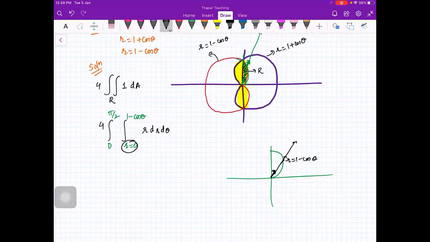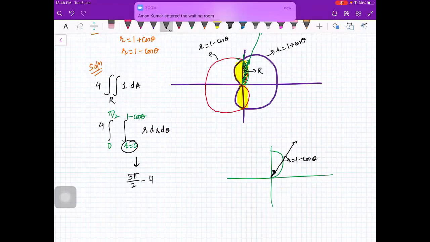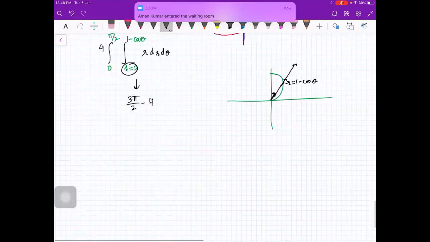Yes, ma'am. Okay, so you can just compute this. The answer will be 3 pi by 2 minus 4. Okay, so the next thing is, this is a problem itself.